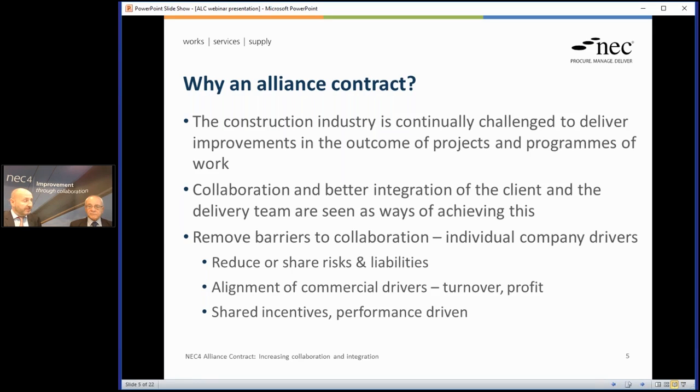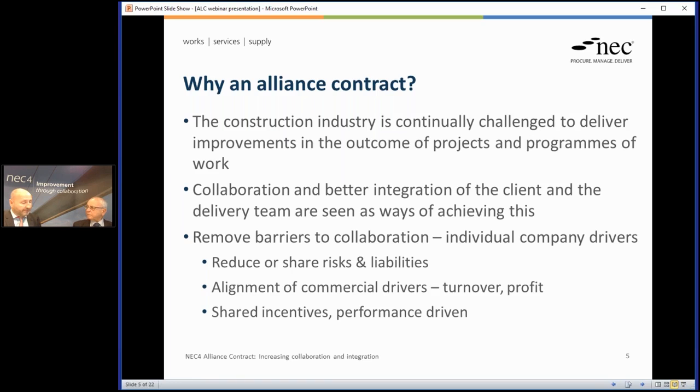And many people see collaboration as a way of achieving this, that by creating greater integration, getting the parties to work together, as opposed to pulling in different directions, all pulling in the same direction, that's going to help achieve those improved performance aims. And what we see is that many traditional contracts form a barrier to that collaboration. They seem to create risk and liabilities allocated to individual parties, that the parties are then trying to avoid or reduce or move around the supply chain, possibly unnecessarily or incorrectly to different tiers of the supply chain.